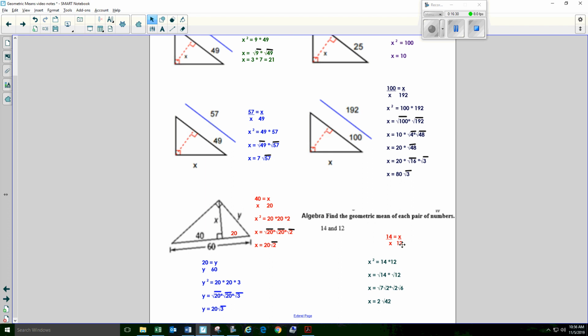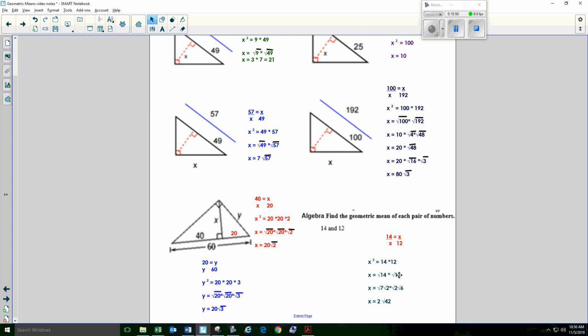Again, the order doesn't matter. I could have put the 12 here and 14 here. When I cross multiply, I get the same thing. So I cross multiply, I get x squared equals 14 times 12. Again, I'm not multiplying the whole thing together. I want to break it down simpler. So I notice between 14 and 12, there's a 2 in common, isn't there? They both have a 2 in it. So I'm going to break each one down, dividing each by 2 and split up that way.